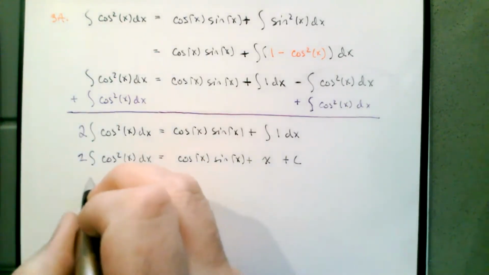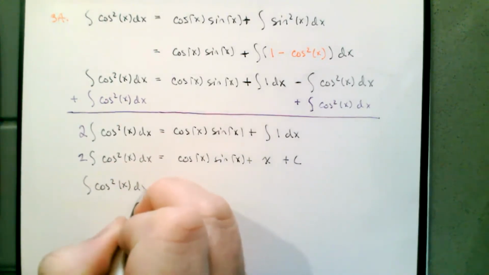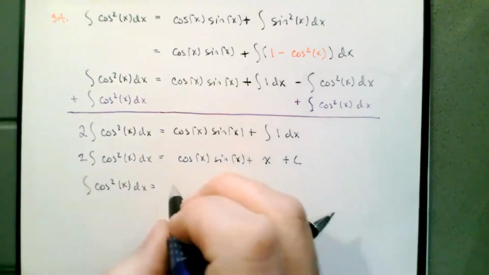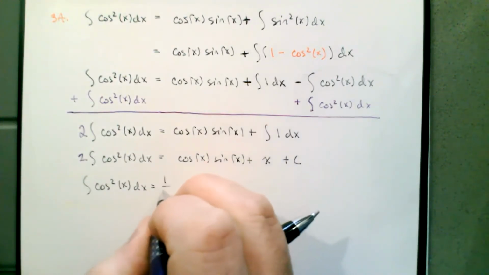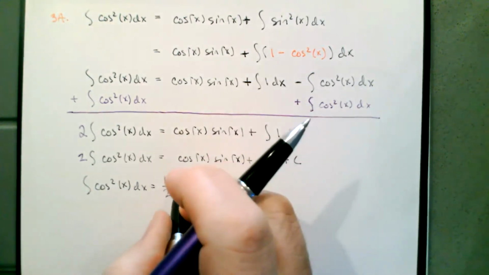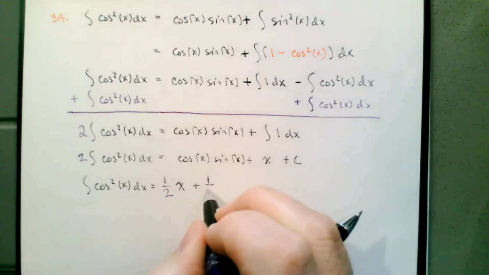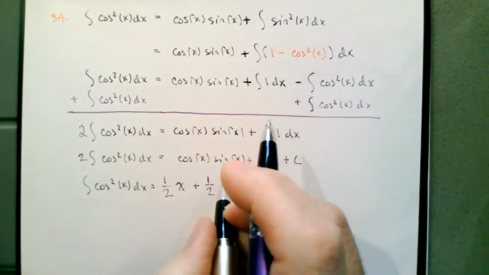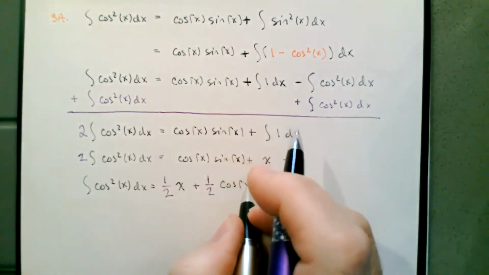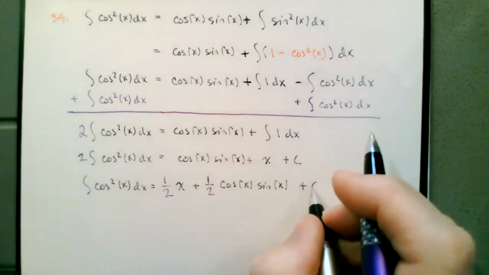Now we can divide by 2, and we get that the integral of cosine squared x dx is 1/2 of x plus 1/2 of cosine x sine x. Plus some constant.